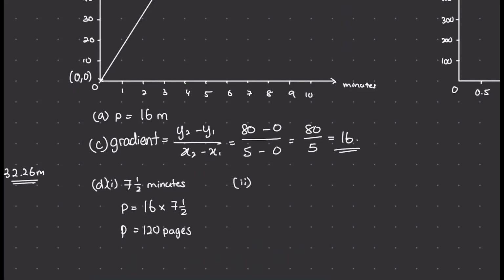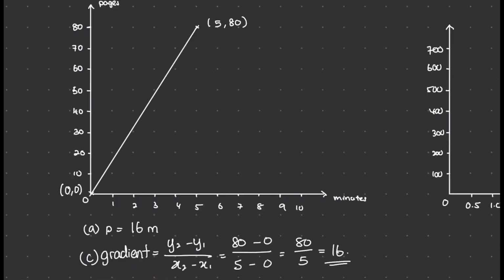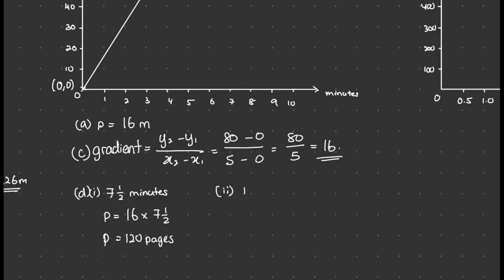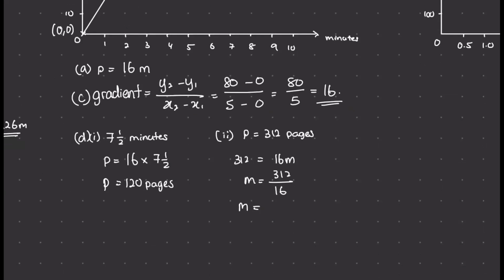Second one, time to copy 312 pages. E is equal to 312 pages. Now we need to find out what the minutes are. 312 is equal to 16m. m is equal to 312 divided by 16, 19.5 minutes. Very good.